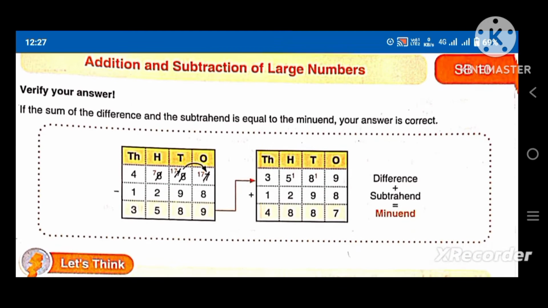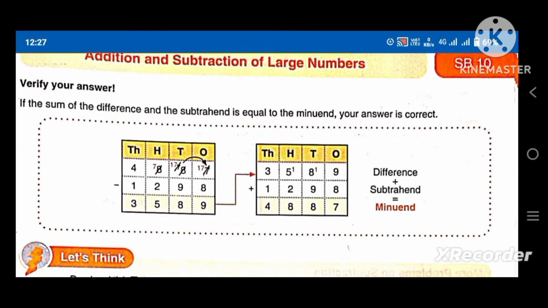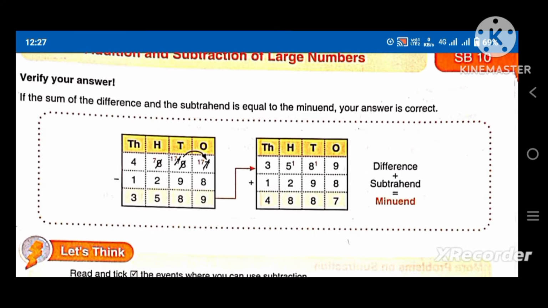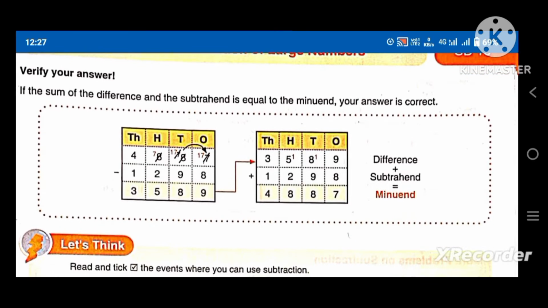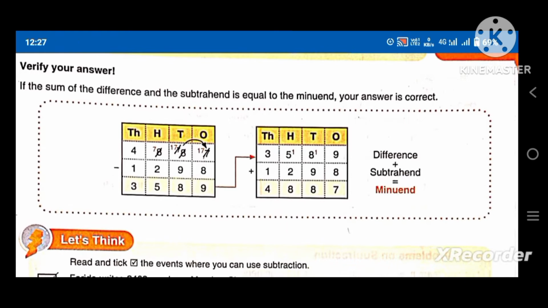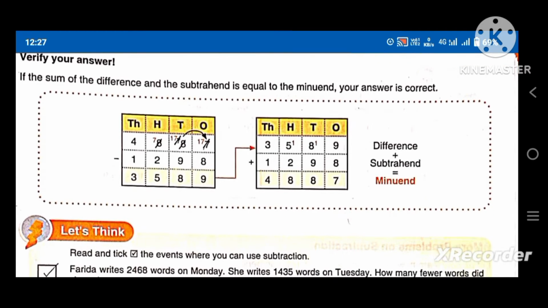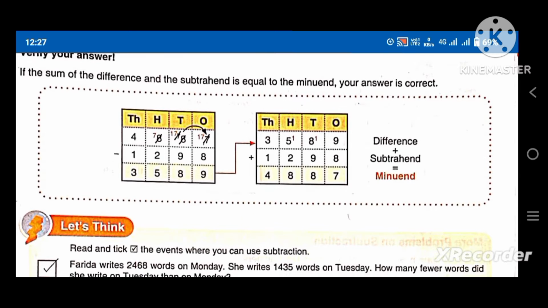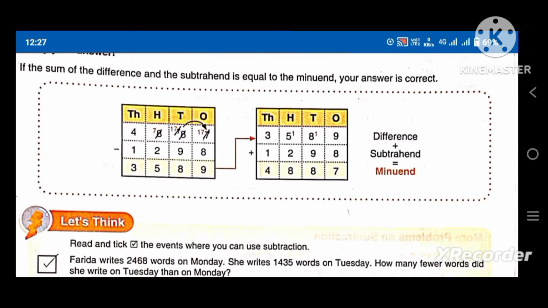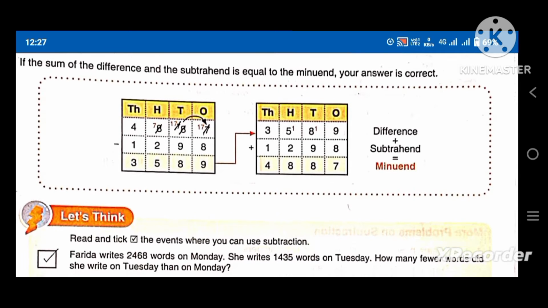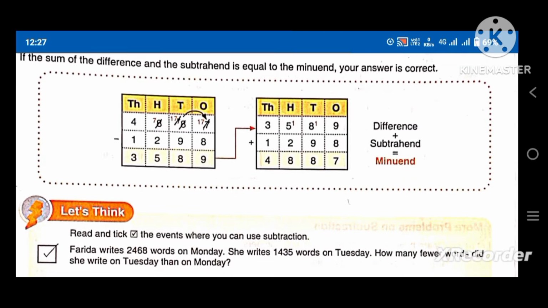Addition and subtraction of large numbers SB-10. Verify your answer. If the sum of the difference and the subtrahend is equal to the minuend, your answer is correct. Difference plus subtrahend is equal to minuend.